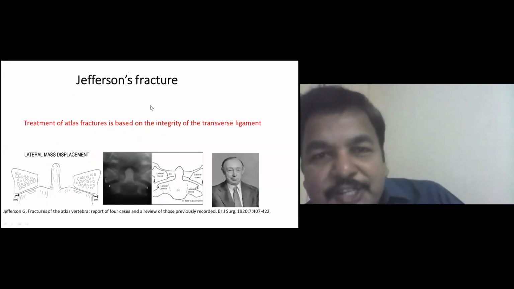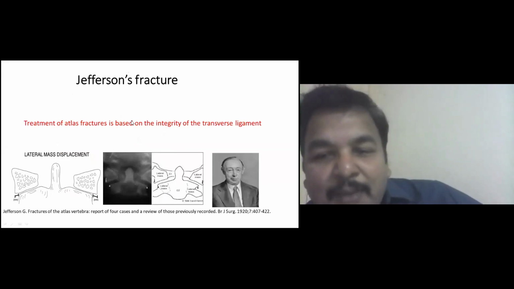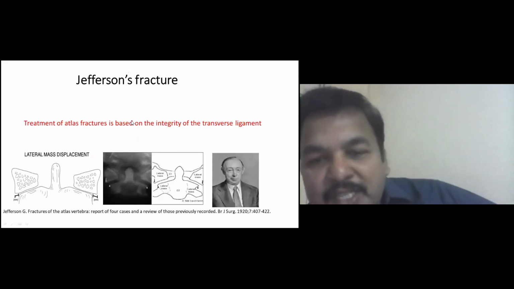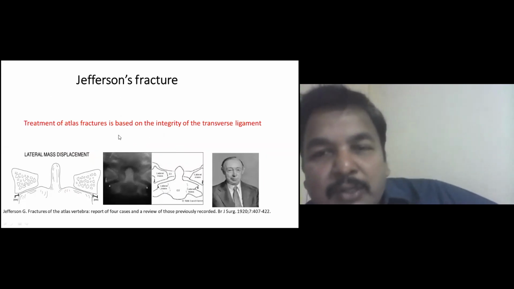Jefferson fractures were described almost 100 years ago by G. Jefferson. He published his case series of 4 cases, autopsy studies, in the British Journal of Surgery. He concluded that these fractures result from axial compression and there is severe dislodgement of the lateral masses in all these cases. And also he could demonstrate that the transverse atlantal ligament in these patients was badly torn.